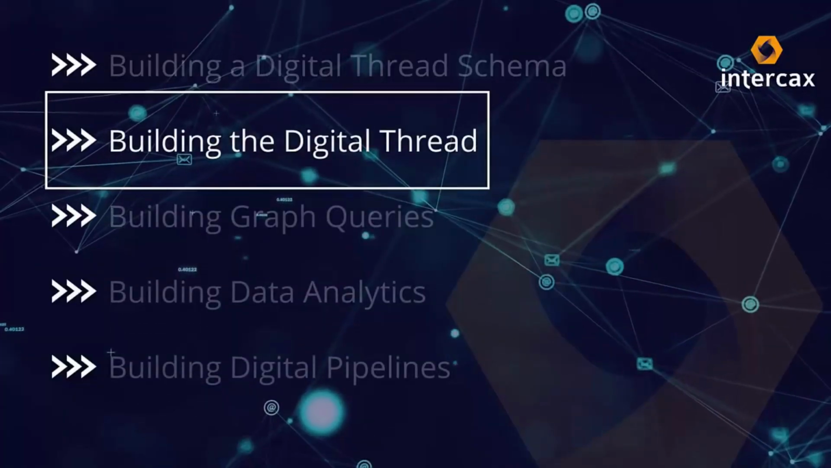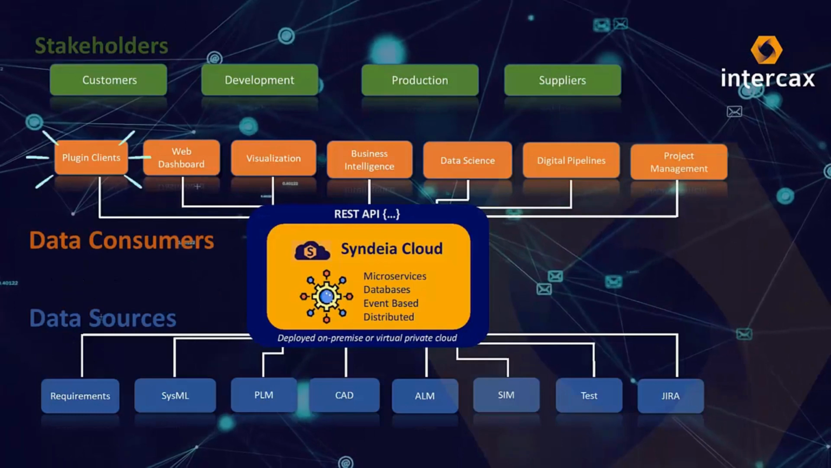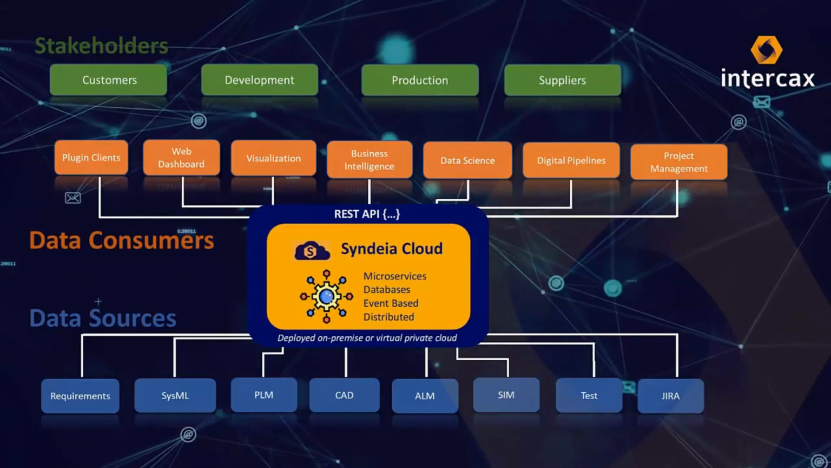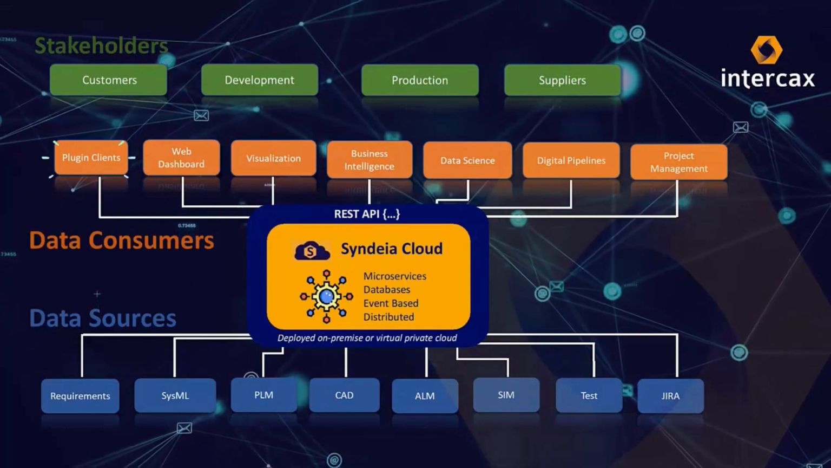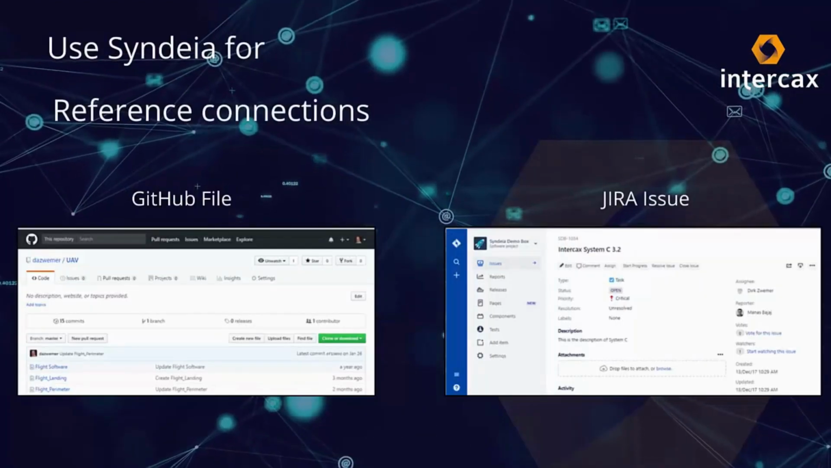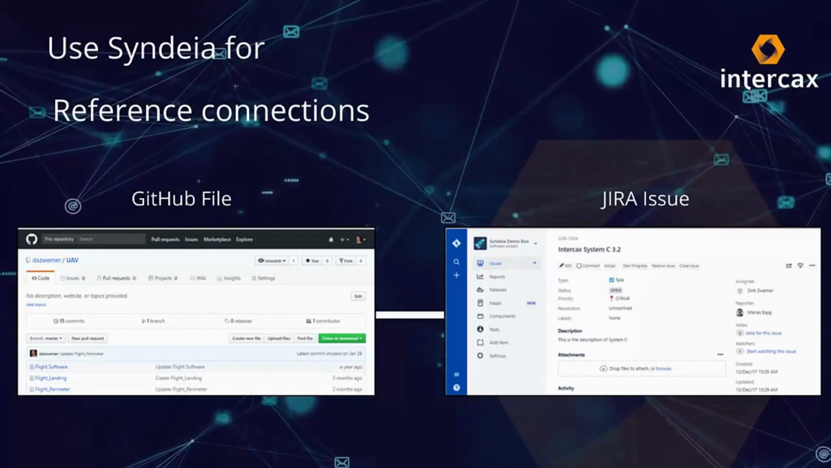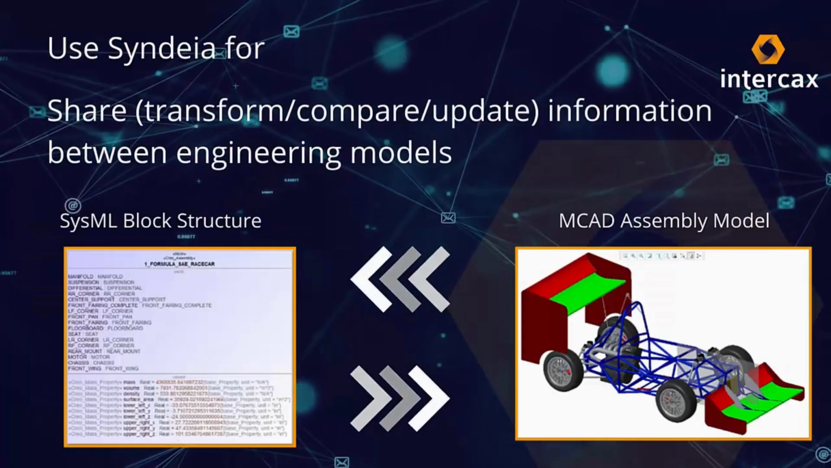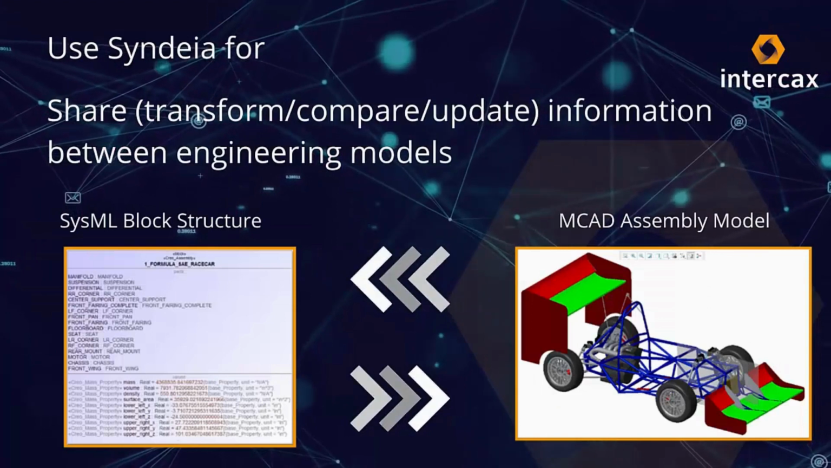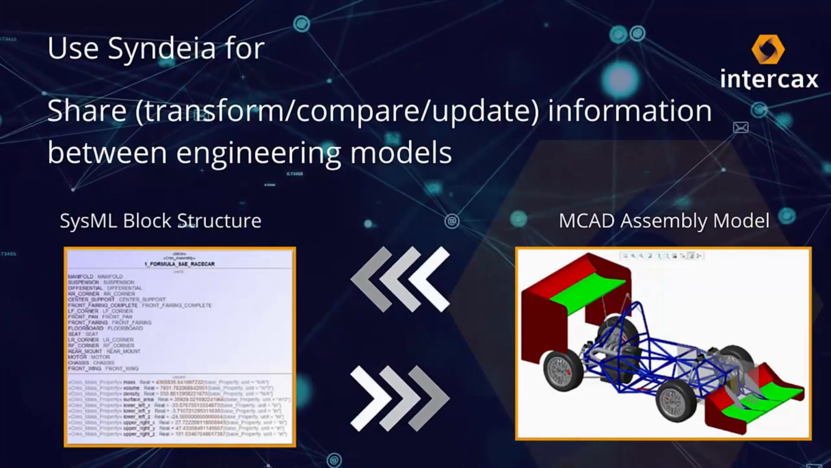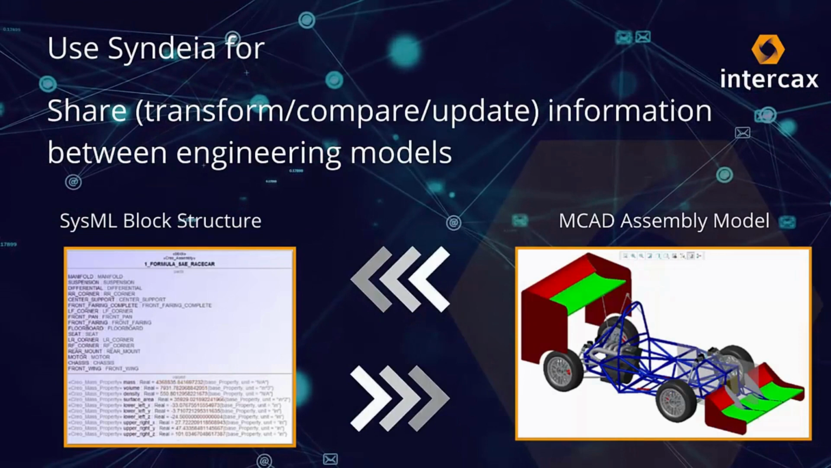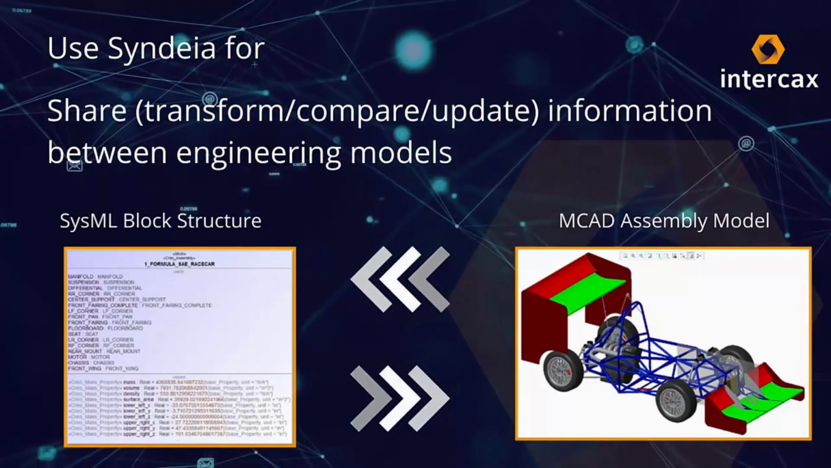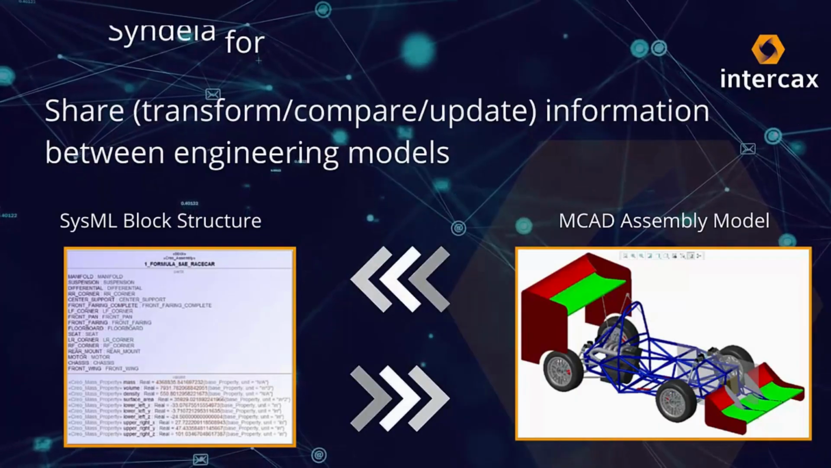We can now begin to build the digital thread, initially using a Syndeia plugin client for Rhapsody. Syndeia supports two general types of persistent connections between models: reference connections between pre-existing model elements, and model transform connections, which share, compare, and update information between model repositories. For example, a CAD assembly model can generate a SysML block structure.